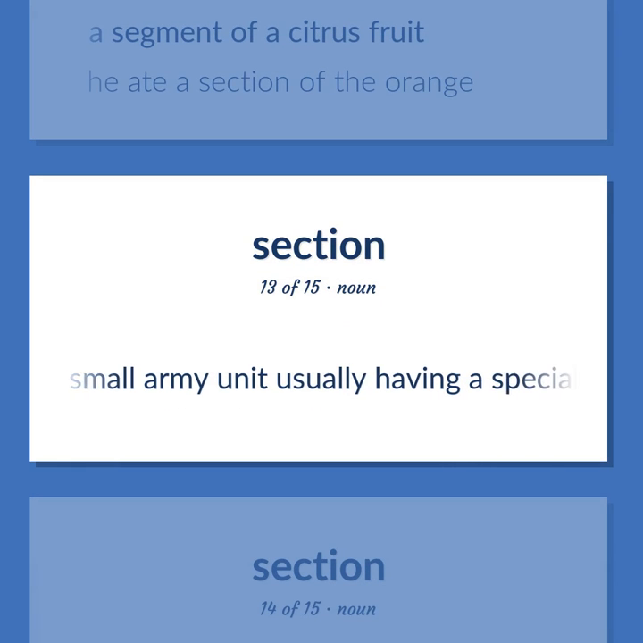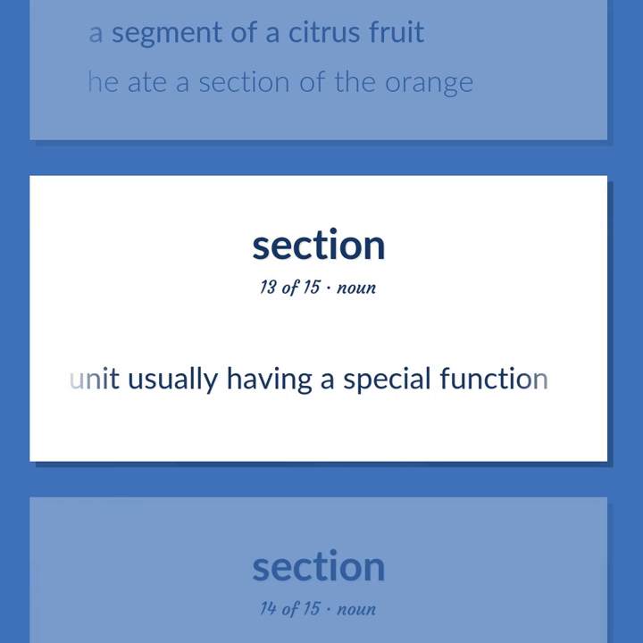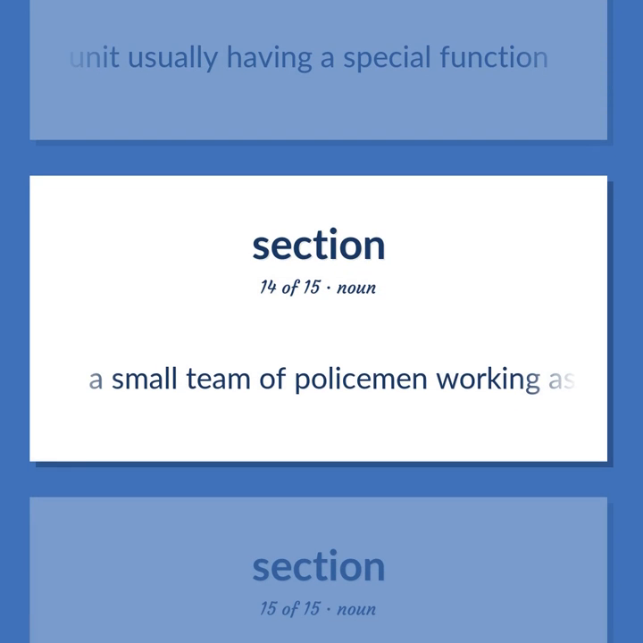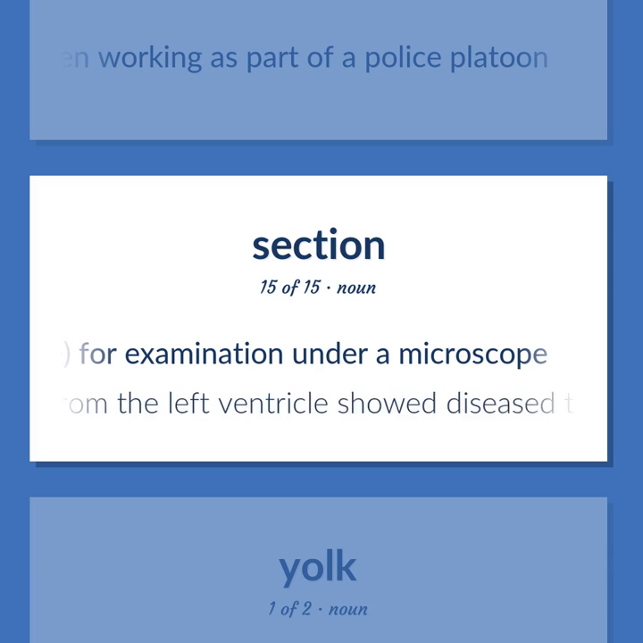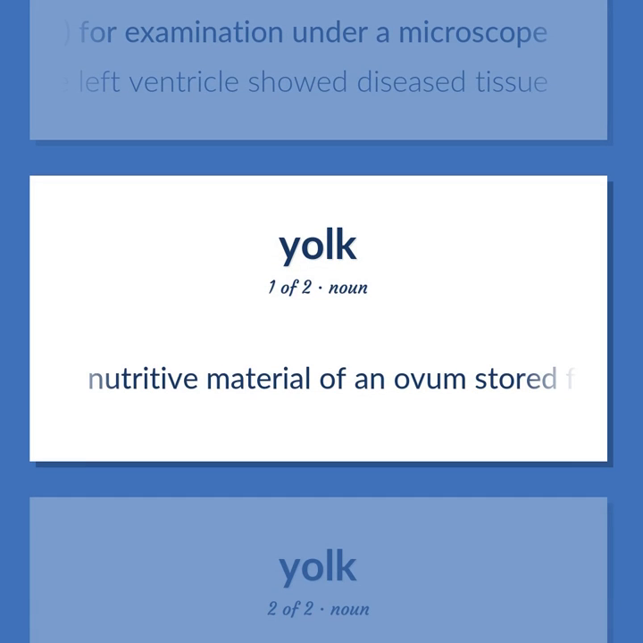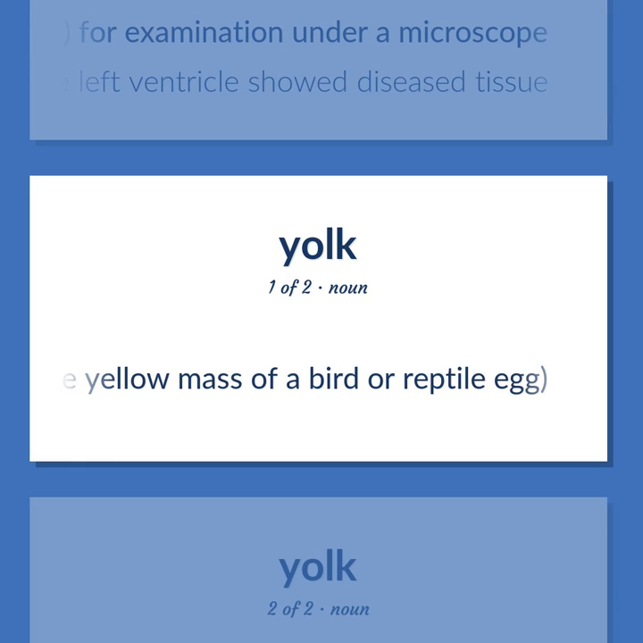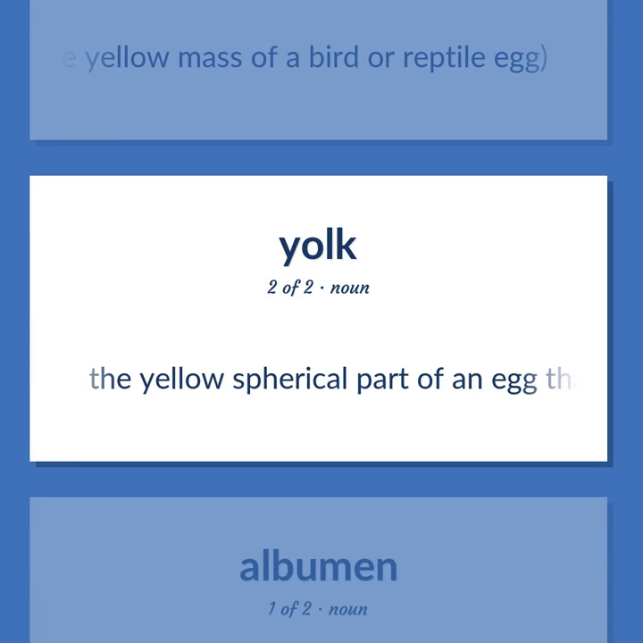A small army unit usually having a special function. A small team of policemen working as part of a police platoon. A very thin slice of tissue or mineral or other substance for examination under a microscope. Sections from the left ventricle showed diseased tissue. Nutritive material of an ovum stored for the nutrition of an embryo, especially the yellow mass of a bird or reptile egg. The yellow spherical part of an egg that is surrounded by the albumen.